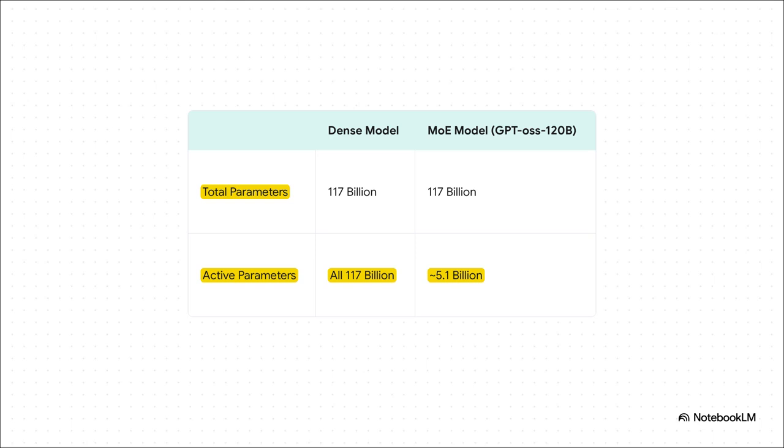A normal, or dense, model has to fire up all 117 billion of its parameters for every single thought it has. But our MoE model, even though it has all that same knowledge, only needs to wake up about 5.1 billion parameters at a time. Just those 4 experts it needs for that one job. The amount of work it has to do just absolutely plummets.